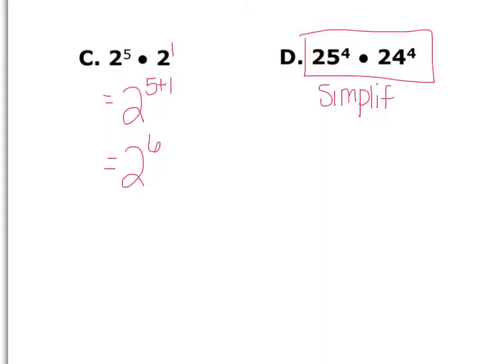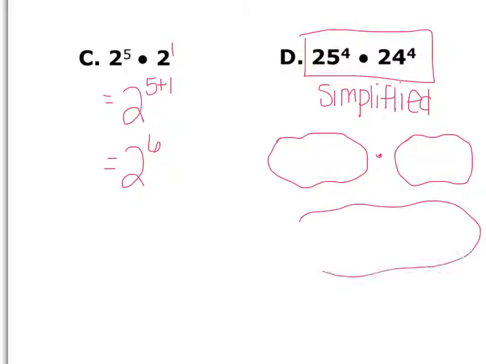I think I spelled that wrong, sorry. But anyways, if you have 25 to the 4th and you find out what that answer is, it's going to be some really large number. And then you find out what 24 to the 4th is, and it's some really large number. Then you multiply those together and you get a really large number. That's the only way you can solve it. But you can't rewrite it using exponents because they do not have the same base.